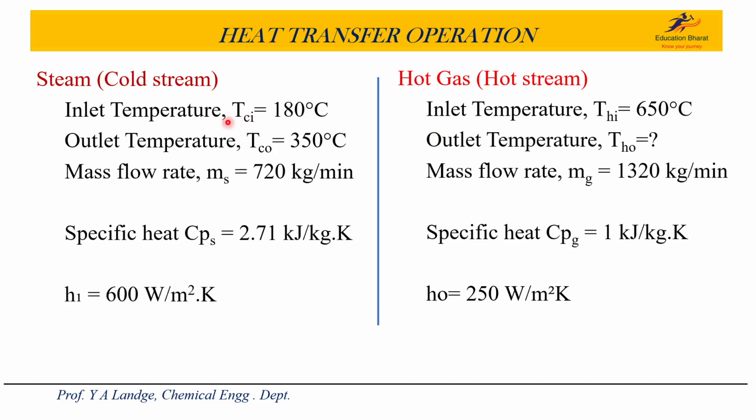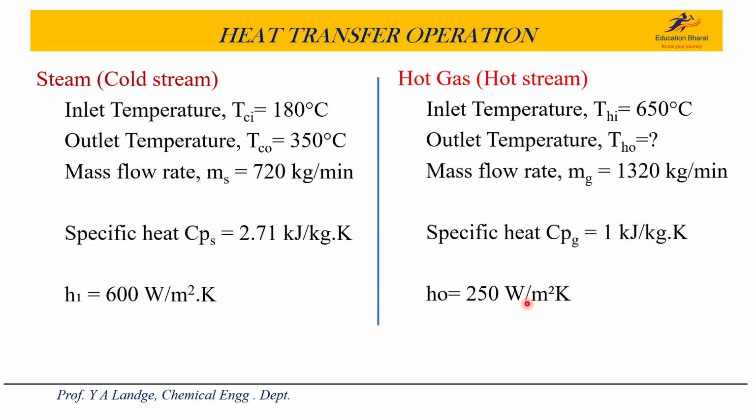The mass flow rate is given for the gas, which we represent by m_g, as 1320 kg per minute, and the specific heat is given as 1 kilojoule per kg Kelvin. Also given is the heat transfer coefficient for the hot gases, which is 250.